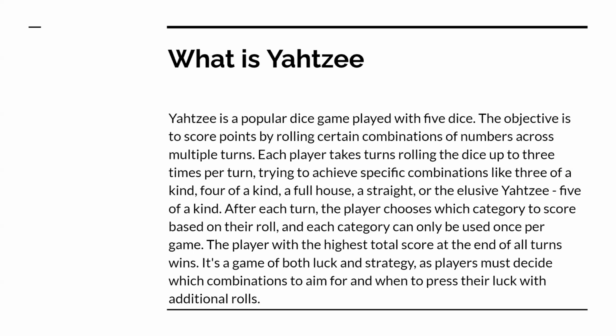After each turn, the player chooses which category to score their dice based on their roll. Each category can only be used once per game. The player with the highest total score at the end of all turns wins. It's a game of both luck and strategy, as players must decide which combinations to aim for and when to press their luck with additional rolls.